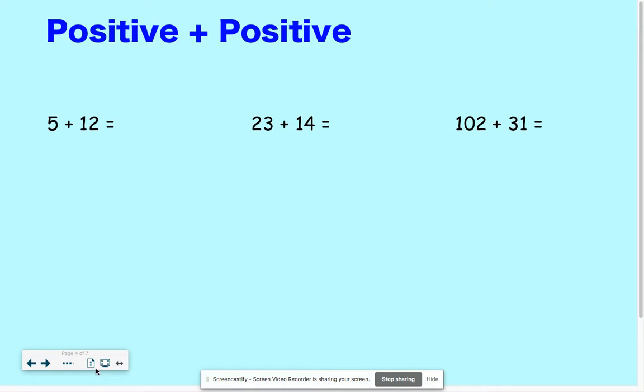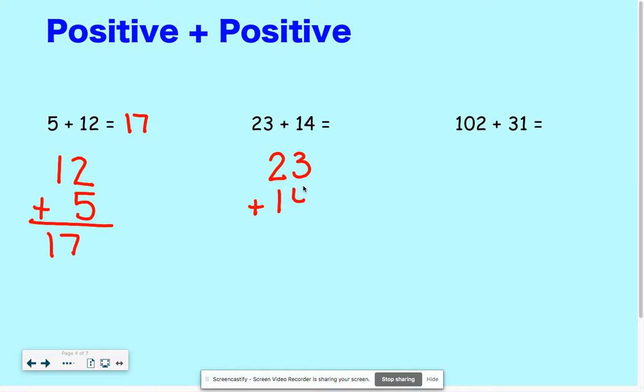We're going to first talk about positive plus positive. Again, this is the skill that you've already been working on a lot in your math career. Some of the best strategies is always to line up your place values, making sure that you're adding the right numbers together. So, because both of these were positive numbers, we just get a bigger positive number for our answer. So, in this case, our answer is 17. If we have 23 plus 14, we're going to get a bigger positive number of 37.